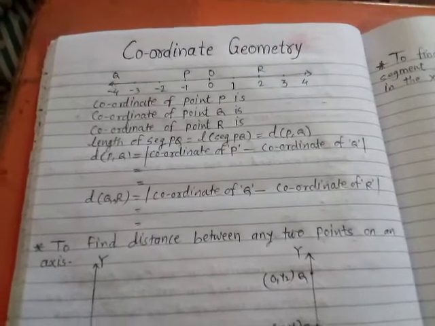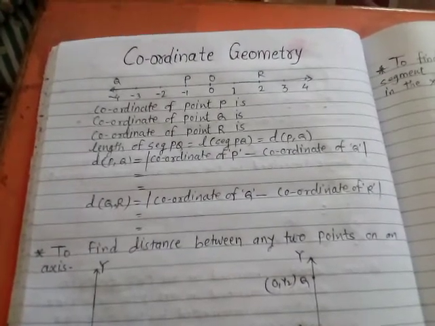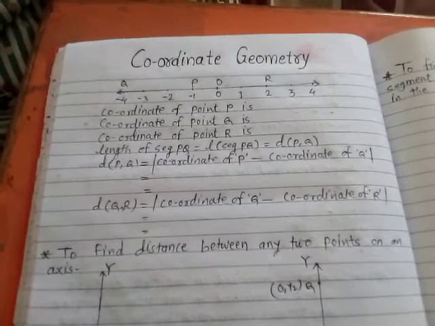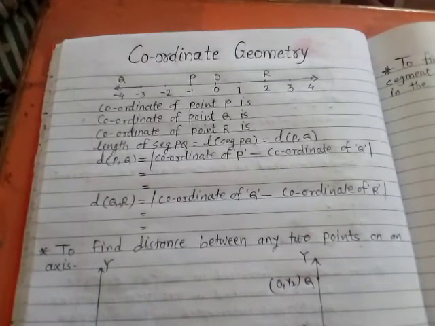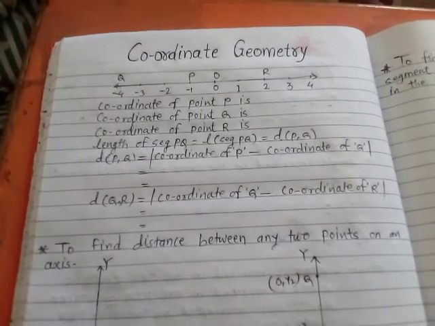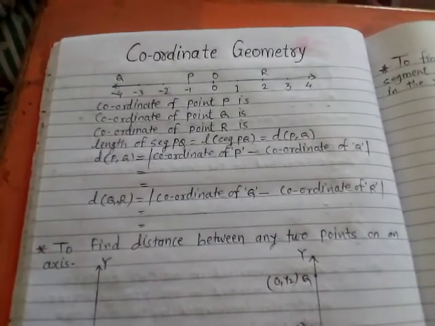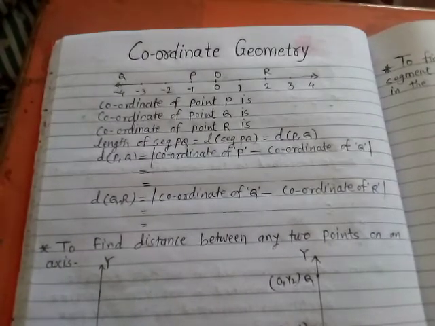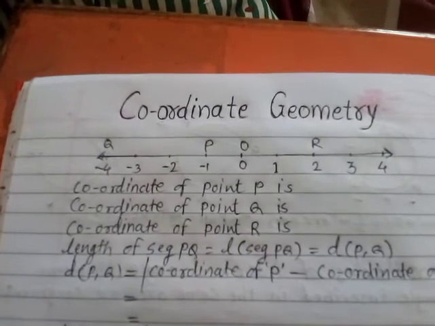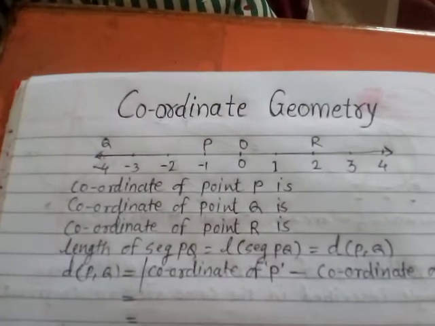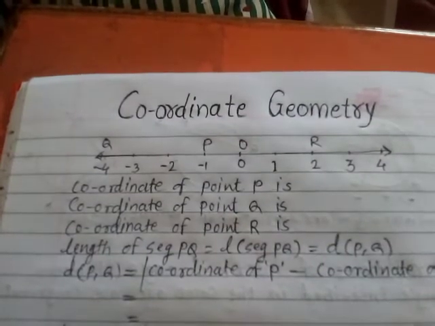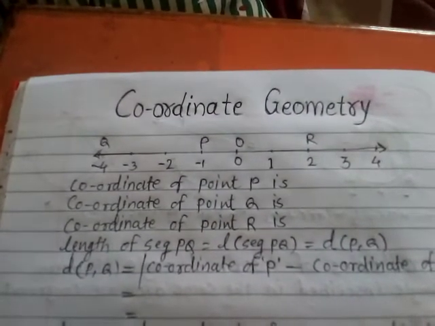Today we are learning about coordinate geometry. That is our fifth chapter. Chapter number 4, geometric construction, will be studied later on. The first point in coordinate geometry is already studied in ninth standard. That is a given number line.